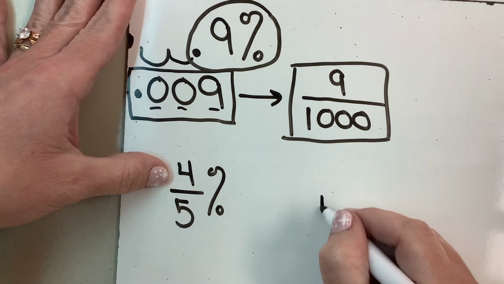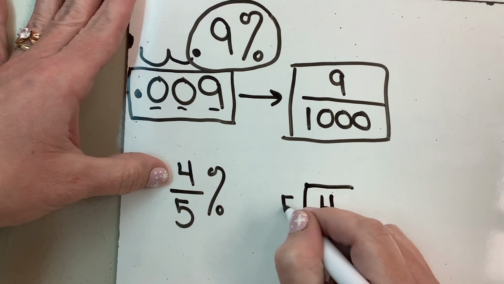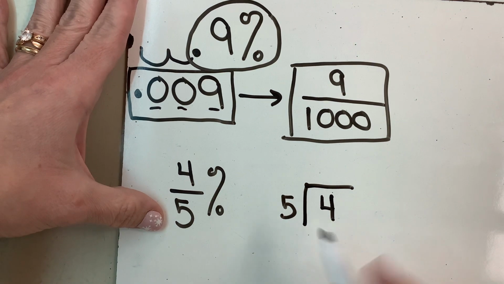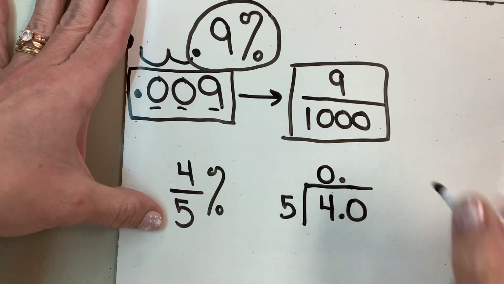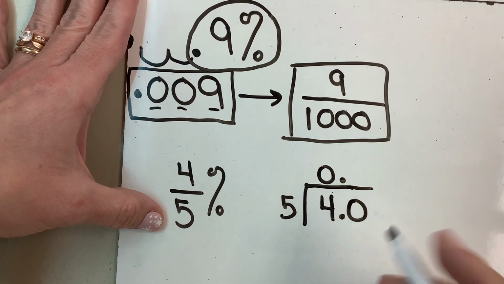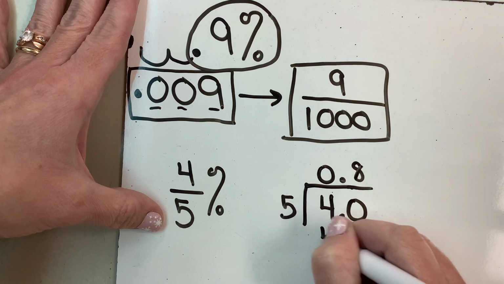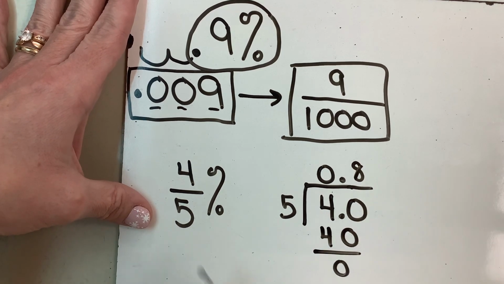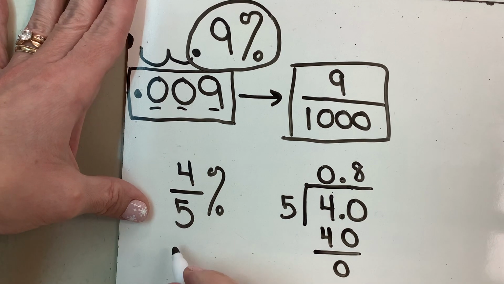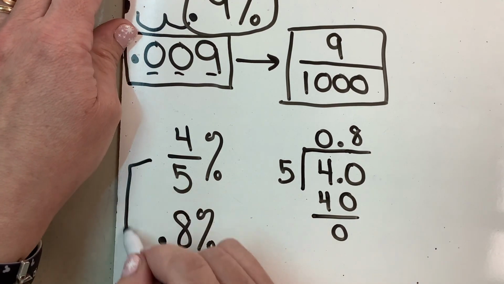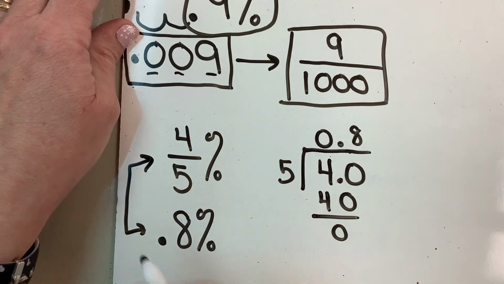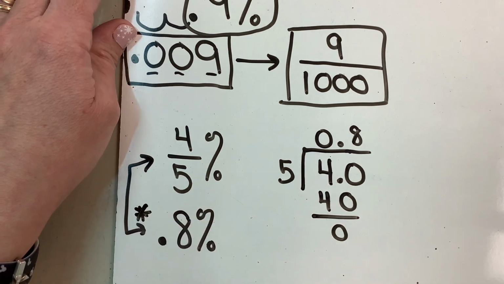So 4 divided by 5, okay, 5 goes into 4, it doesn't. So I'm going to add a decimal and a 0, bring that decimal up. 5 goes into 40 though, 8 times. So this actual percentage is 0.8% or 8/10 of a percent. These two are the same, but this one allows us to move more easily.